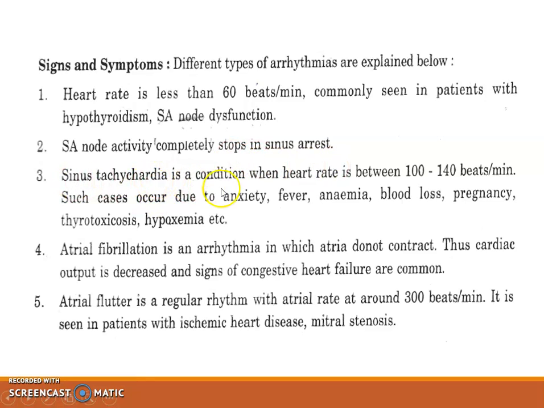Sinus tachycardia is a condition when heart rate is between 100 to 140 beats per minute. Such cases occur due to anxiety, fever, anemia, blood loss, pregnancy, thyrotoxicosis and hypoxemia. Atrial fibrillation is an arrhythmia in which atria do not contract. Thus, cardiac output is decreased and signs of congestive heart failure are common. Then comes atrial flutter. It is a regular rhythm with the atrial rate at around 300 beats per minute and it is seen in patients with ischemic heart disease, mitral stenosis.